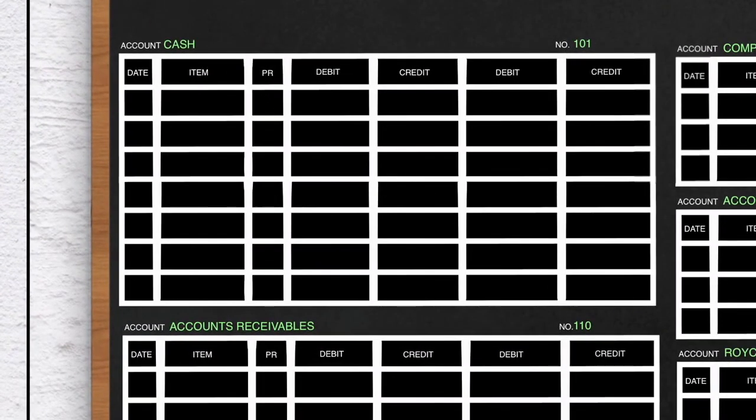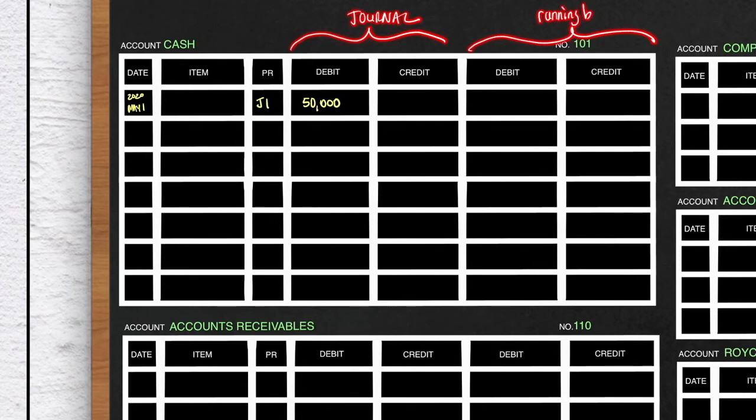Here's our GL, which is the general ledger. We found our cash account, which is right there, number 101. The first thing you want to fill out is the date. And I know it seems repetitive, but you got to always put the year and the month in the very first row. So 2020, May 1st. The item column is left blank for normal transactions. The post ref is the journal page number. And since we're pulling that from the first page, you could just put J1 because it's from journal page 1. And remember, it was a debit of $50,000.